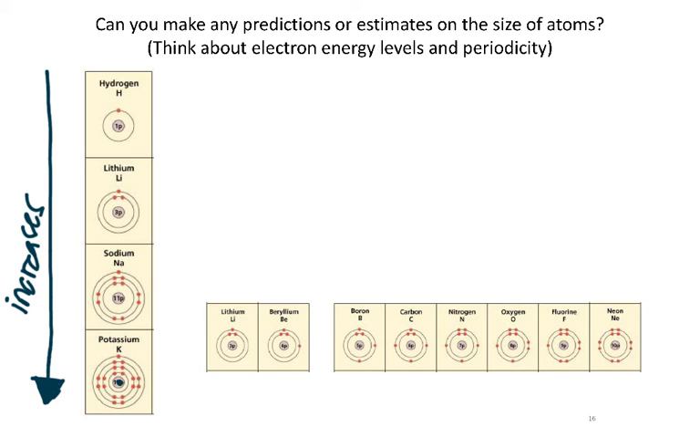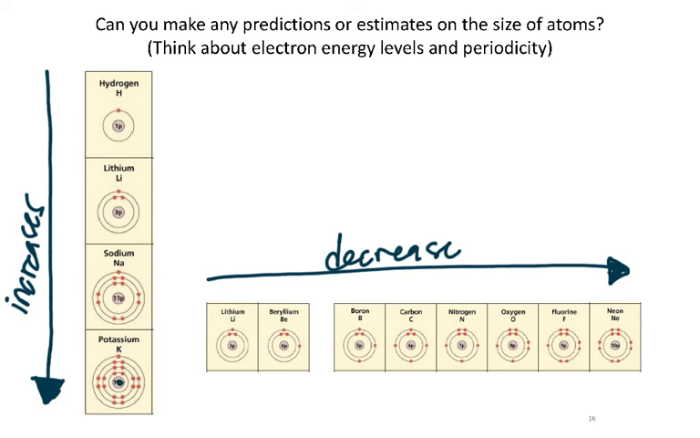Now, what about as we go across? What do you think? Well, as we add more electrons, we're adding them to the same energy level, right? We're not adding them farther away than any of the others. However, this atomic size does change as we go across. However, it's not to get bigger. Actually, it decreases. So atomic size decreases as you go across a row.